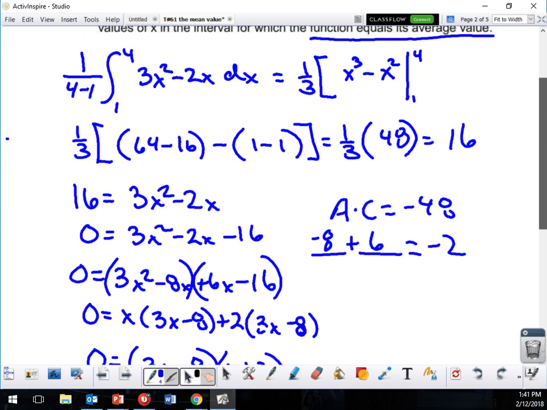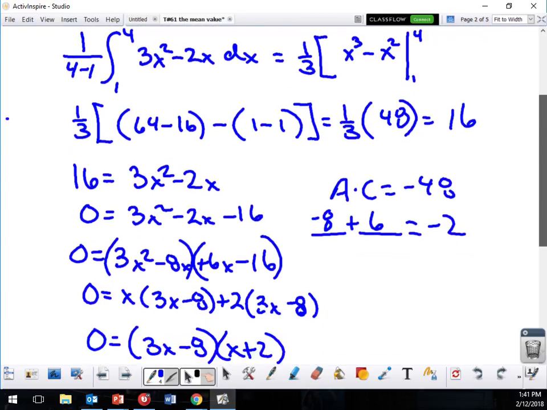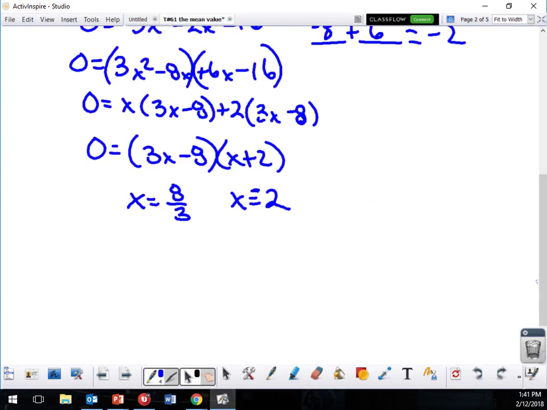Now let's look at my interval again. So my interval is from 1 to 4. So from 1 to 4, I only have one place in which that is equal to 8 thirds. So this one, negative 2, does not work. 8 thirds is going to be 2.6, yes, 2.6 repeating for that one right there. So we only have one place in which this is going to be equal to my function value. Yes, no, maybe?